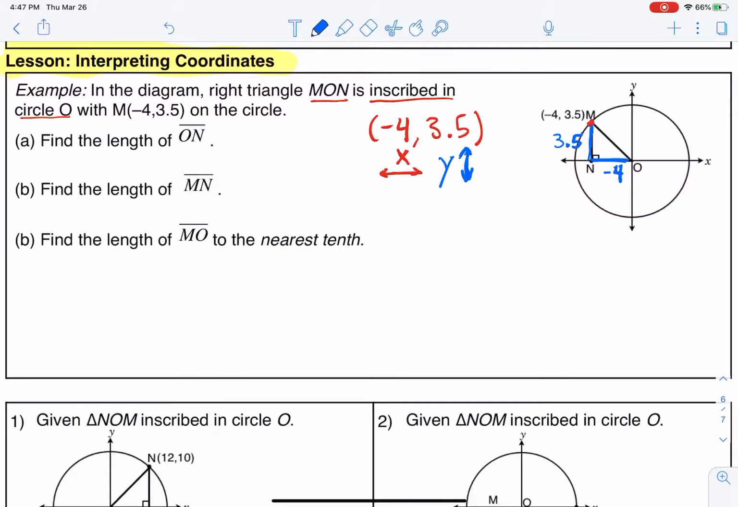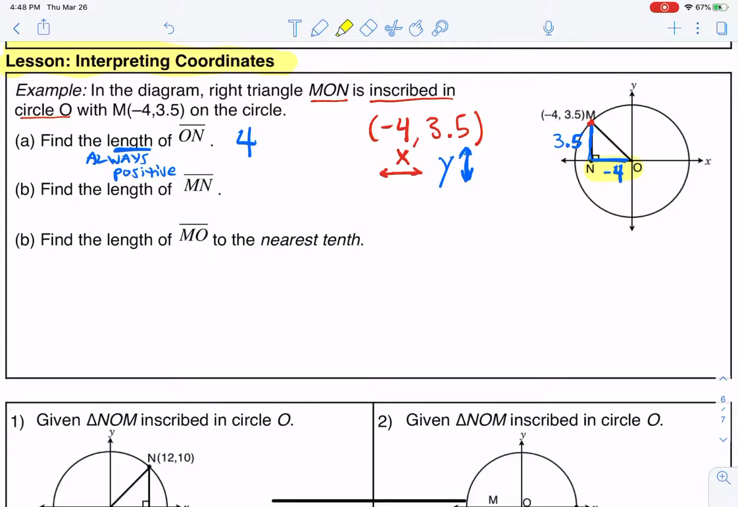Okay, so part A, find the length of ON. Well, ON is this distance here. Now I know that we wrote the number -4 because that's our x value, that's our distance along the x-axis, or really the value of point N on the x-axis. Length, though, is always a positive measurement. Okay, because it's always positive, the length of ON is really 4.